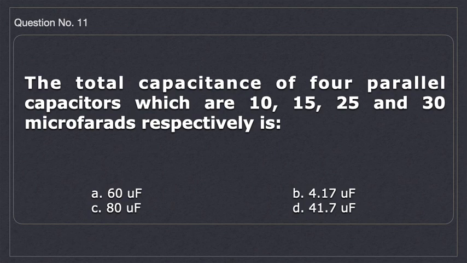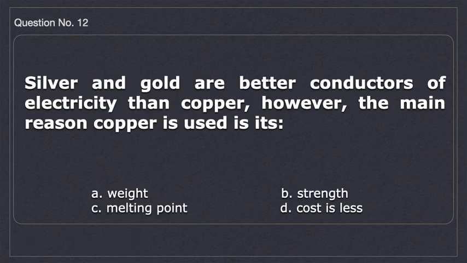Question number 12. Silver and gold are better conductors of electricity than copper. However, the main reason copper is used is its A. Weight, B. Strength, C. Melting point, D. Cost is less. Answer: D. Cost is less.